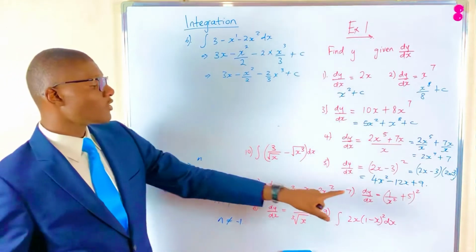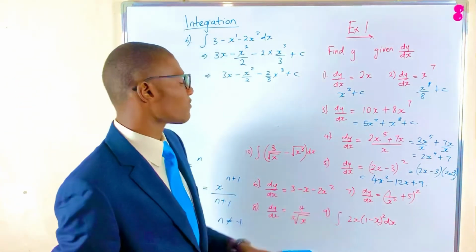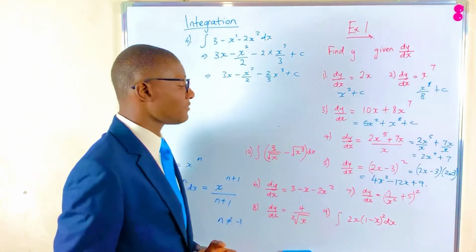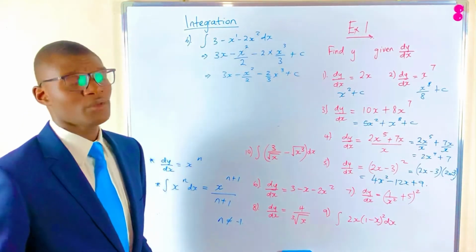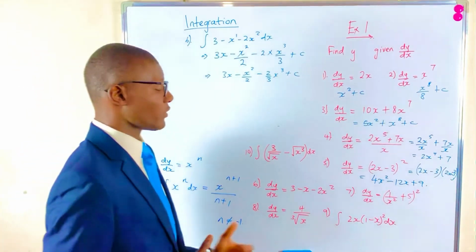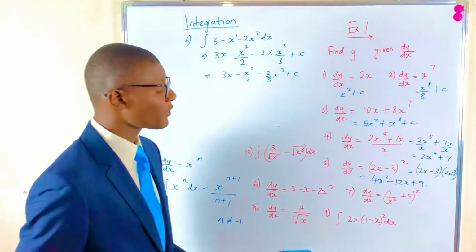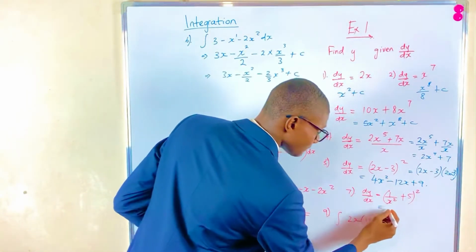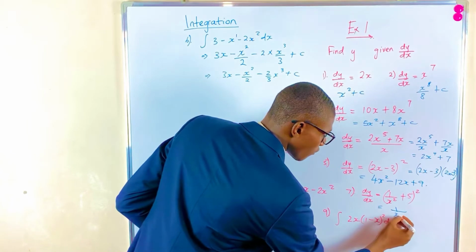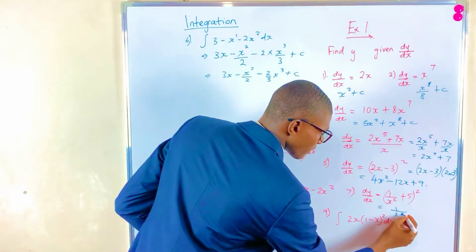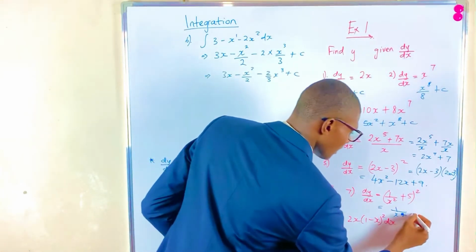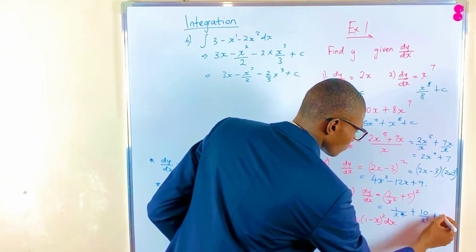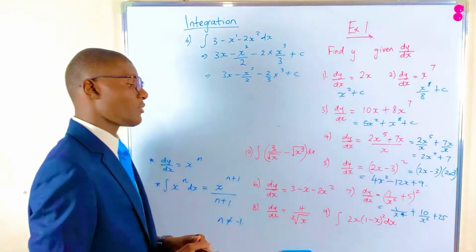Okay, and then now moving on to number 7. With number 7, we've got dy by dx being equal to 1 over x squared plus 5, all raised to the power of 2. So first of all, what we need to do is simplify this. We would actually expand, right? So now if we expand that, we get 1 over x to the power of 4 plus 10 over x squared plus 25. So that's what we get when we expand that.